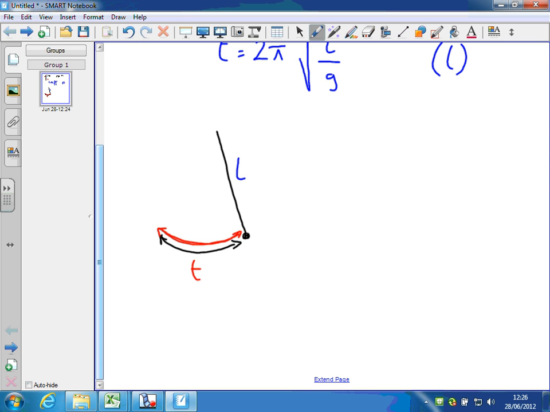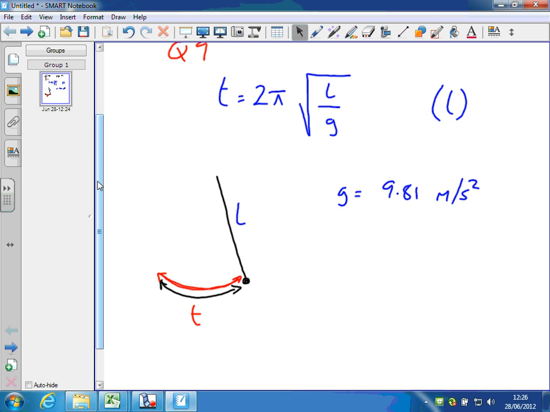G, where G is gravity, 9.81 newtons per kilogram or meters per second squared. So this particular formula allows you to find the period of the pendulum given the length. And what you're asked to do here is to rearrange this formula for L, so we can find what length of pendulum we need for a particular period of time, T.